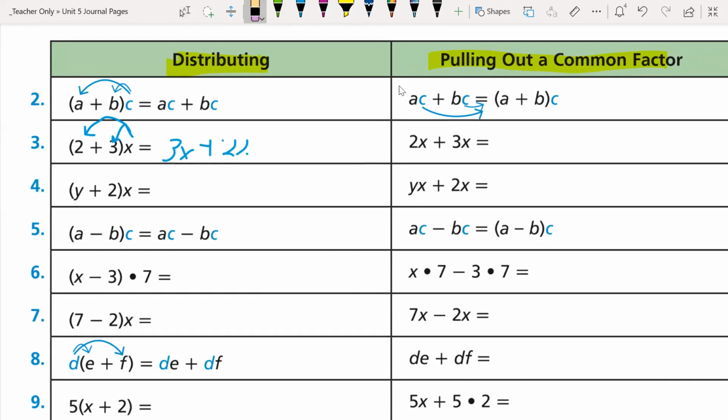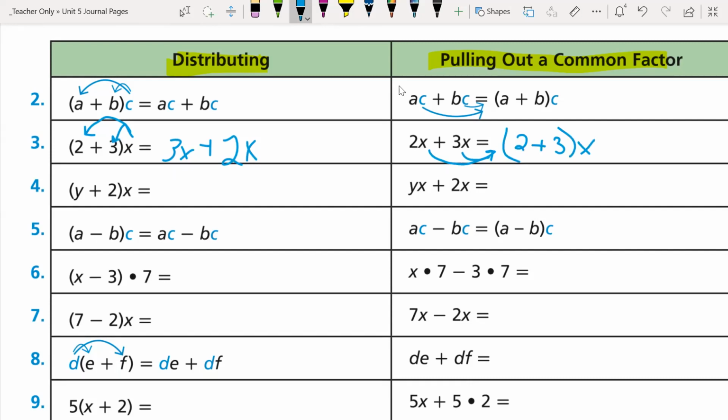Goodness, this is going to kill me today. Okay. And then here I can pull an x out of both of these. These are common, right? Common factors. So I'm pulling x out. I'm left with 2 plus 3 with an x on the side.